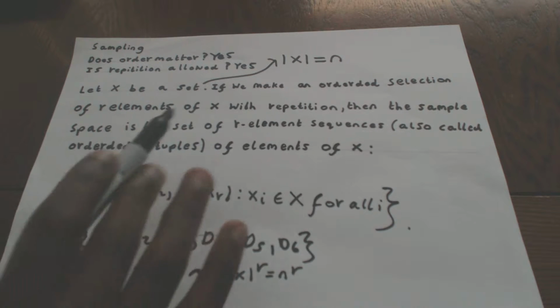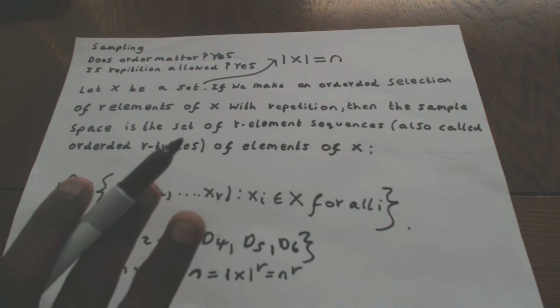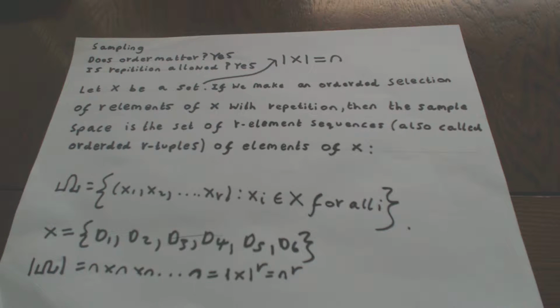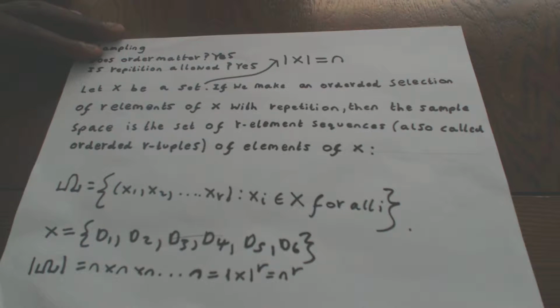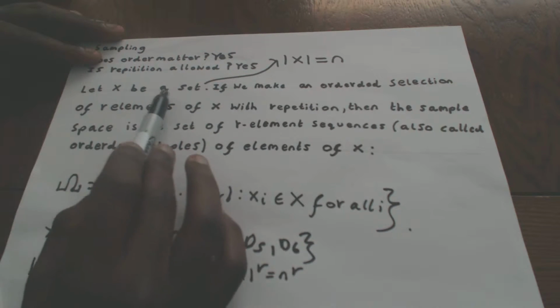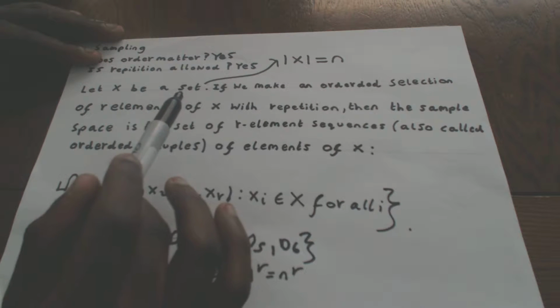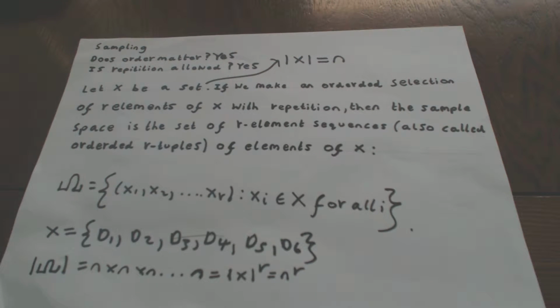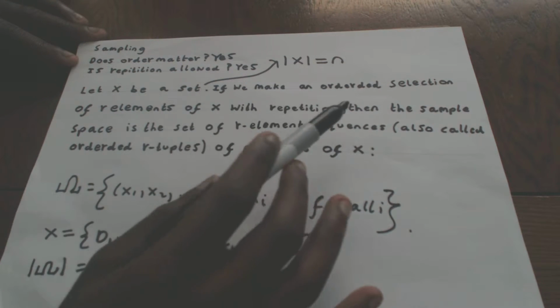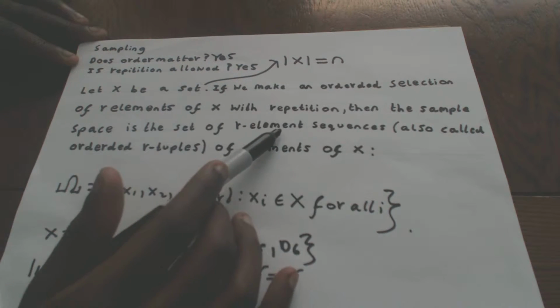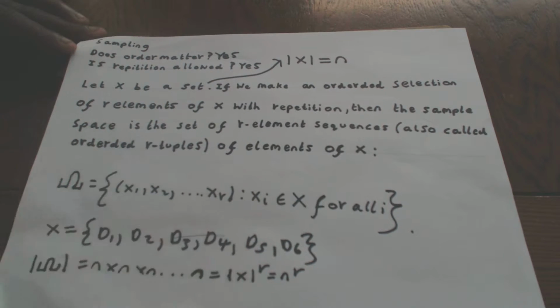And so I've got here the definition of ordered selection with repetition of the sample space from before. But the ordered selection without repetition definition is very, very similar, so I'll just quickly state the minor changes rather than writing out the whole thing again. We've still got X as a set, and we've still got the modulus of X equal to n. And if we make an ordered selection of r elements of X without repetition this time, then the sample space is the set of all r-element sequences, also called r-tuples, of distinct elements of X.